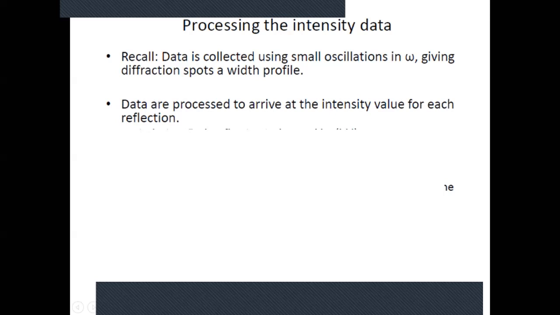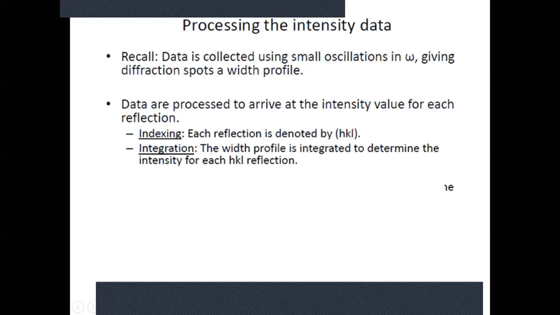And then once we process these reflection data, we can determine the intensity values for each reflection. So you have to first identify the HKL reflections, then assign intensity to them, and then from that, we can use Fourier transform to determine the electron density at that particular region of space.